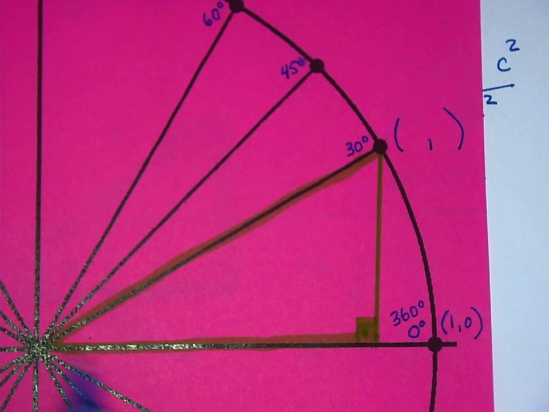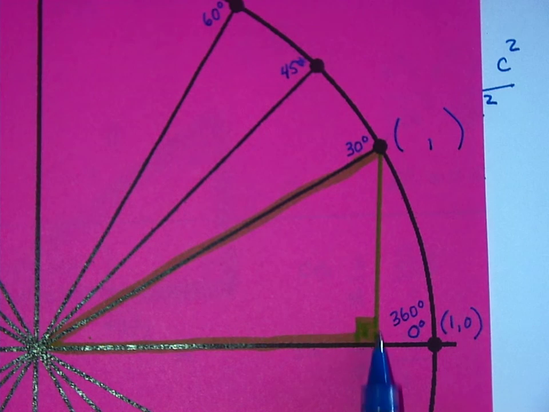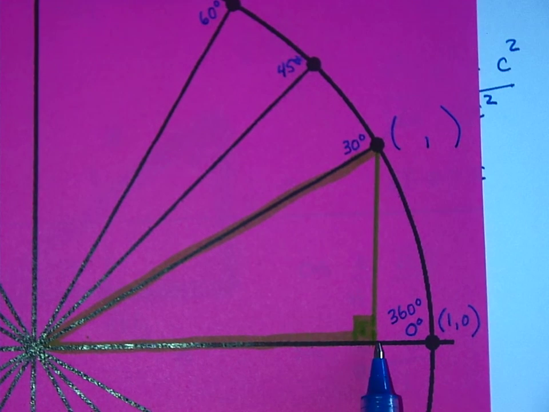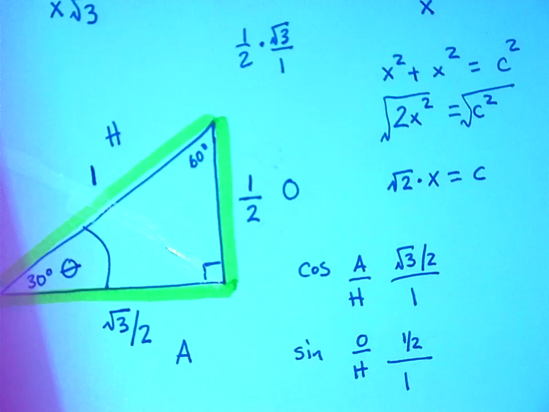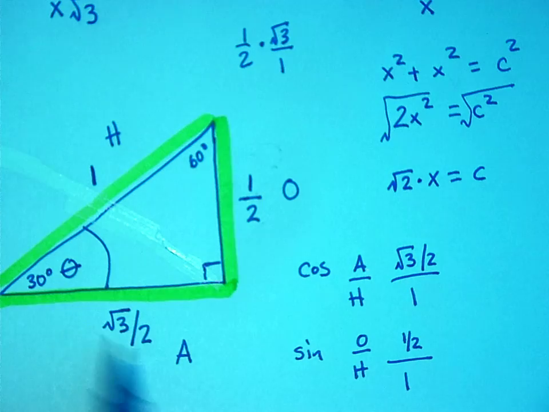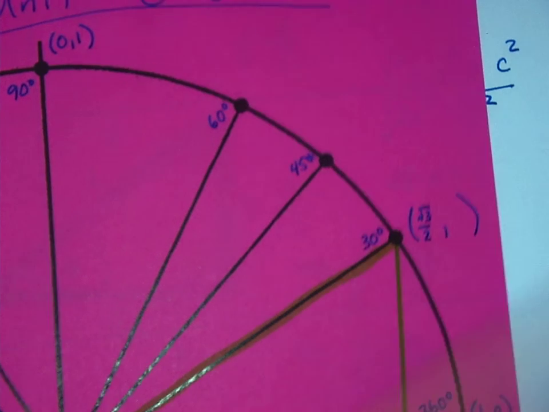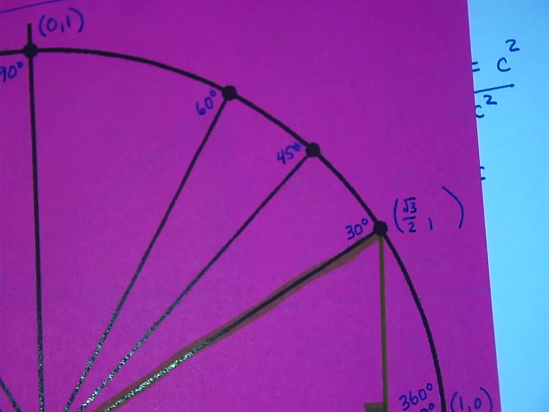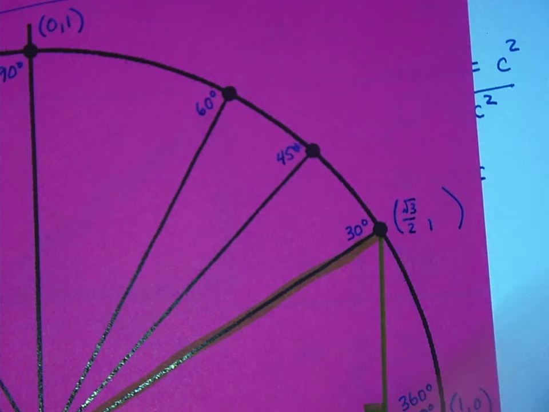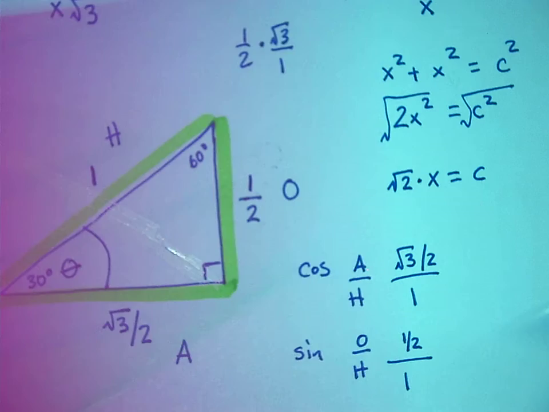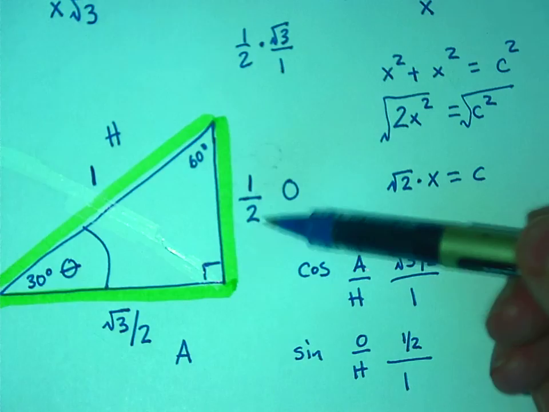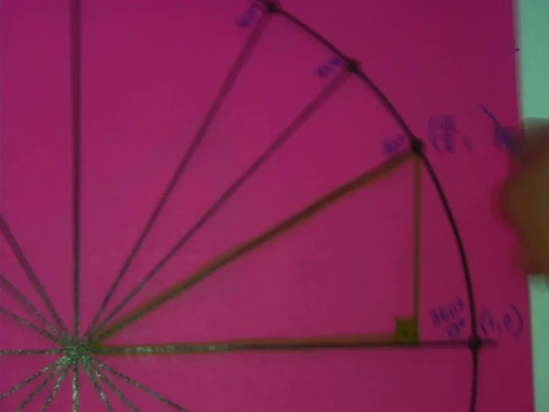What is this x value again? It was like 0.866, right? But I want to leave it as this. Do you remember it was the square root of 3 over 2? So write it as the square root of 3 over 2. And the y value, what was that again? Look at the triangle. 1/2.